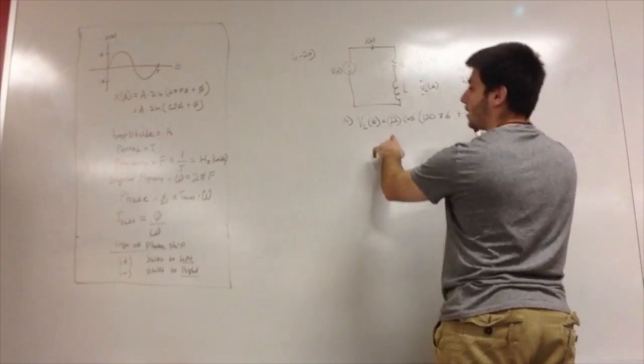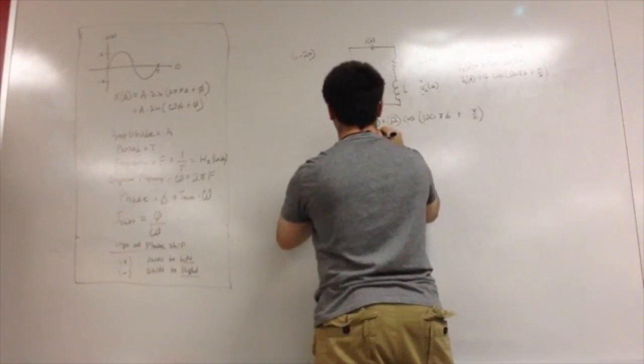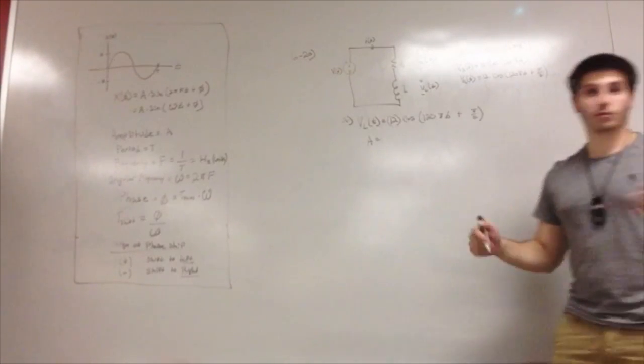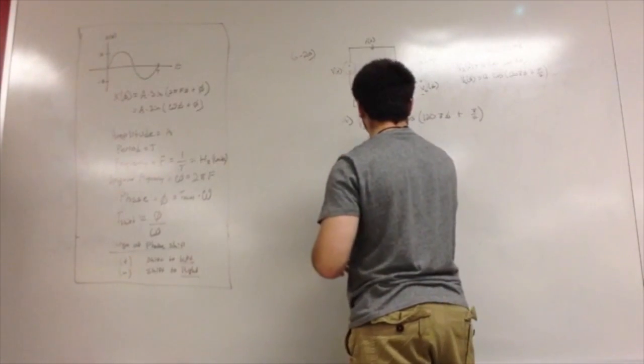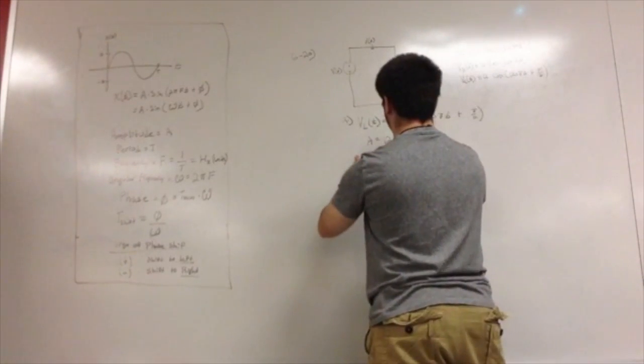Now, looking at that, the first thing it asks for is our amplitude, A. So what's A equal to right here? 12. 12 is going to be our amplitude. And this is in volts, so our amplitude is actually going to be 12 volts.